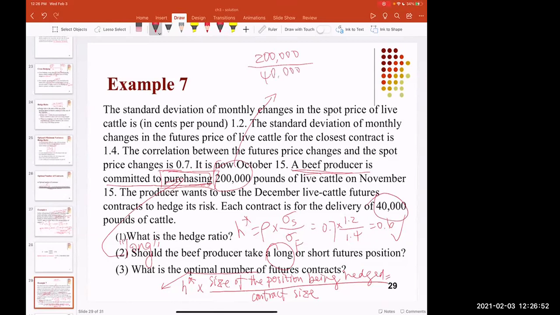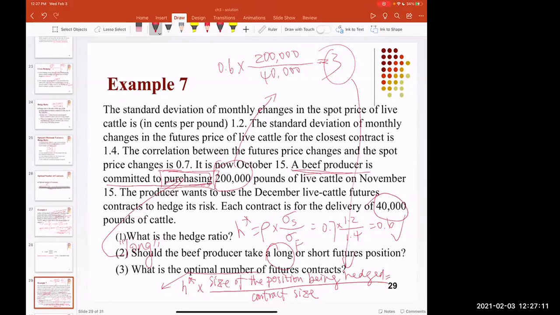Good. And the optimal hedge ratio is 0.6. So the calculation is like this. Your answer is 3. Yes. Okay, the optimal number of contracts is 3. That's for question 3. Good. Thank you.